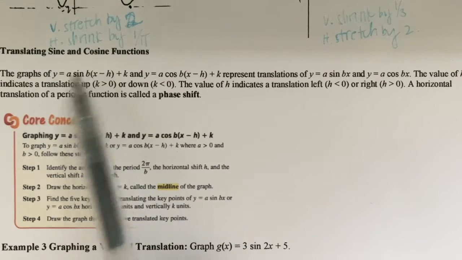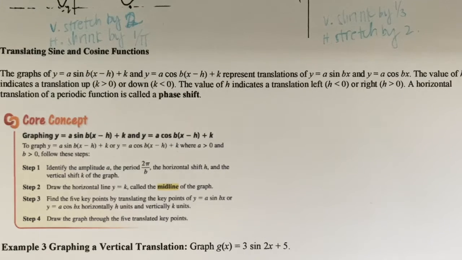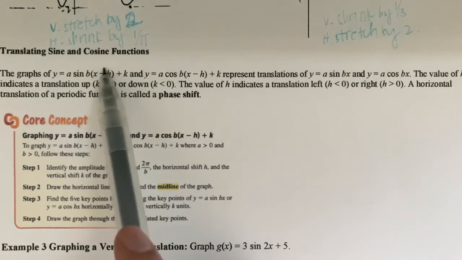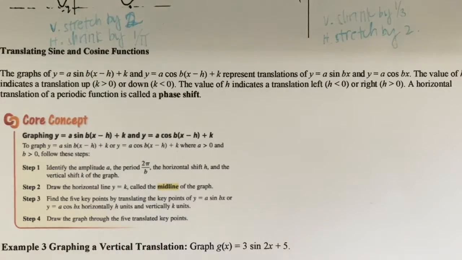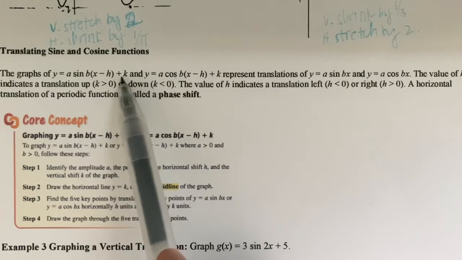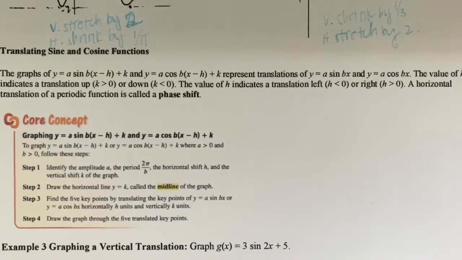The a and b are the same from yesterday. Those are your vertical and horizontal stretches. And the x minus h in the parentheses is your horizontal translation like always. And the plus k on the outside is your vertical translation.